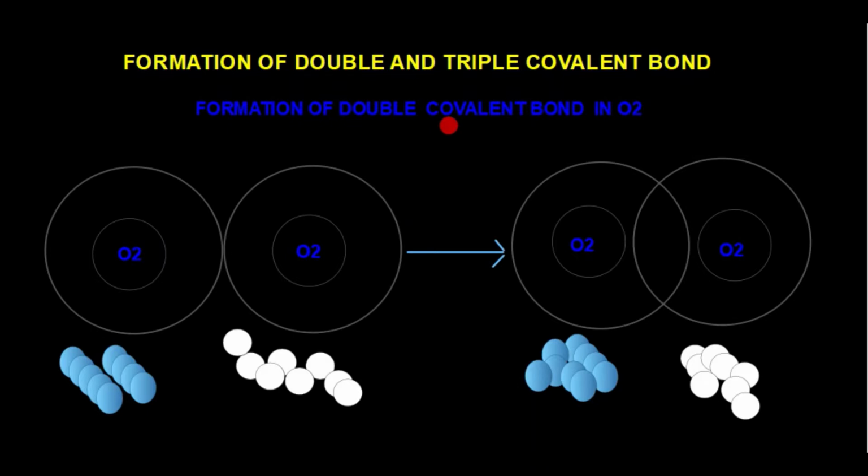First of all, we will write the electronic configuration of oxygen and then we will see the formation of covalent bond in oxygen. We know oxygen is a member of group 6A of the periodic table. Its atomic number is 8. So we write the electronic configuration for oxygen. Its electronic configuration is, in the K shell it has 2 electrons, while in the L shell it has 6 electrons. Oxygen needs 2 electrons to complete its octet in its valence shell.